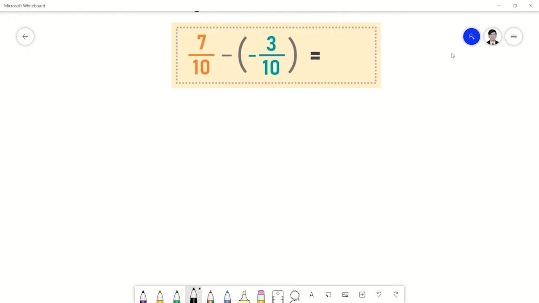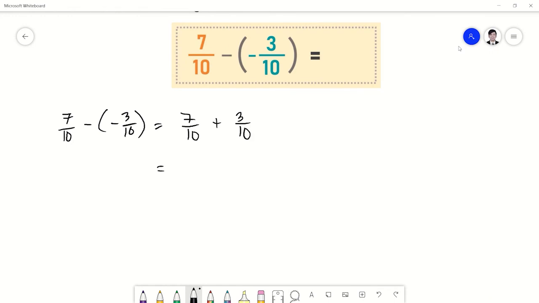So this is now again our example. We have 7/10 minus negative 3/10. So first, what we need to do is to change it to addition. But remember, subtracting is just the same as adding its opposite. So the given 7/10 minus negative 3/10 will now become 7/10 plus the opposite of negative 3/10, which is just positive 3/10.